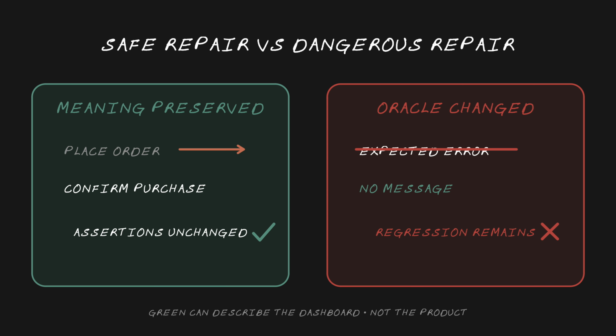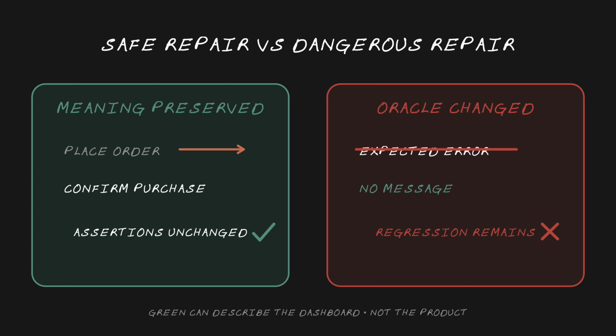The button used to say place order. Now it says confirm purchase. Same action, same business result, same assertions. Only the locator is stale. Let the healer propose that change. Review the diff, rerun the suite, and move on. This is exactly the kind of boring maintenance we should automate.